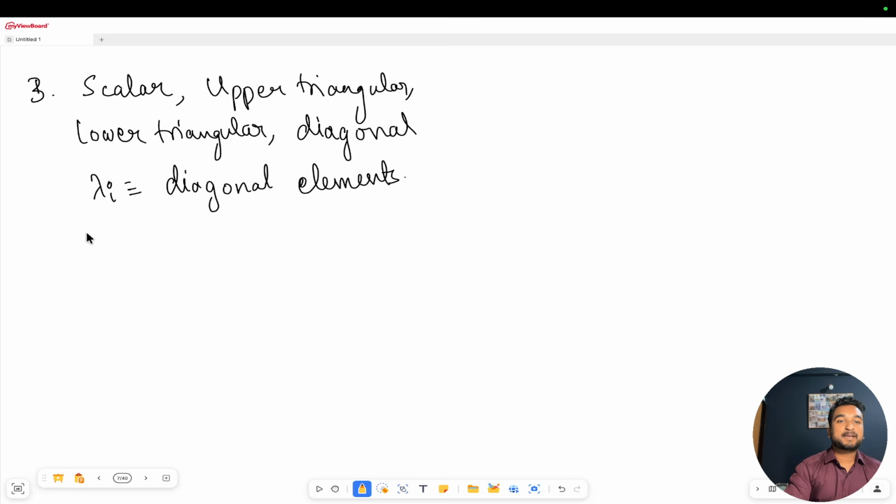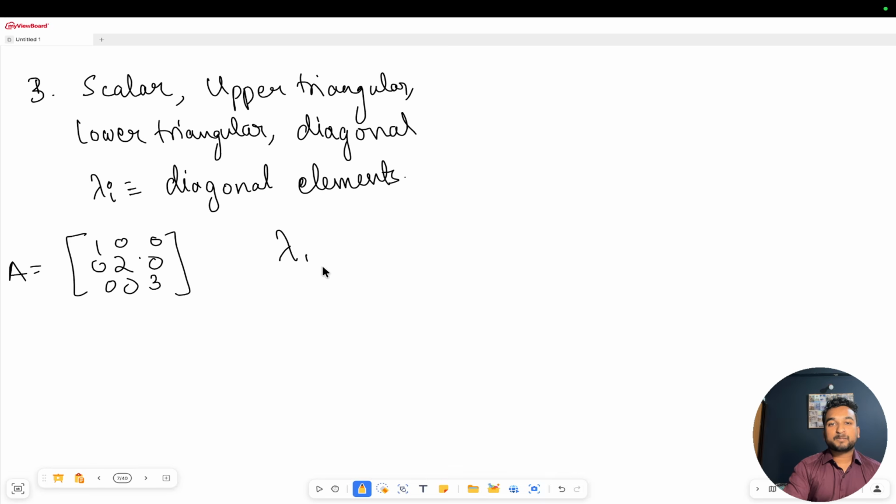For example, if I take a 3 cross 3 matrix like 1 2 3 0 0 0 0 0 0, so for this matrix A, the eigenvalues lambda 1, lambda 2 and lambda 3 will be 1, 2 and 3. Okay, it is a diagonal matrix. That means only diagonal elements are non-zero, rest all elements are 0.